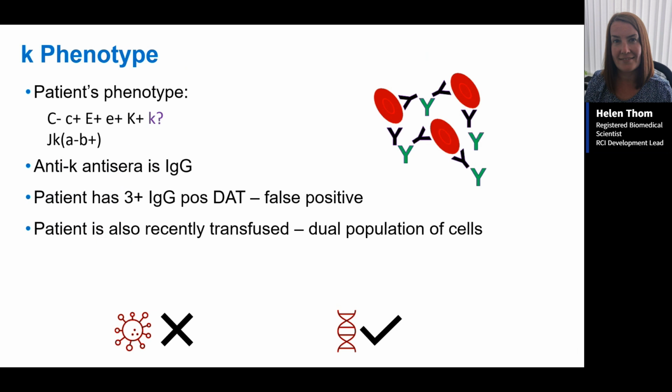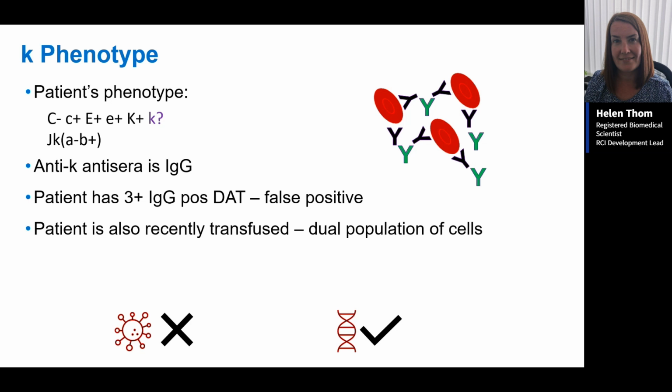So for this one, we know that the patient is big K positive, but we don't know what the little k status is. We know that they're historically Jk neg B pos. Little k anti-sera is IgG anti-sera. Now I wouldn't expect everyone to know that, because people don't know these things off the top of their head, but it is. So you can't phenotype them because the DAT's positive, but you also can't phenotype them because they've been recently transfused and there's a dual population of cells there.